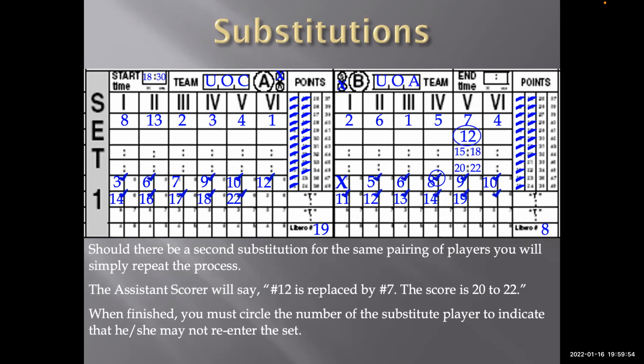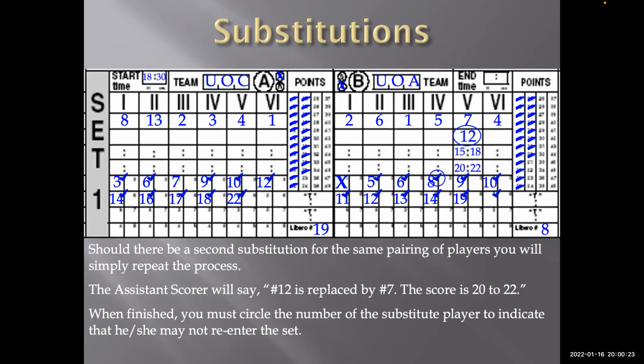After the second sub goes back in, in this case, 7 goes back in for 12. The score at the time was 20-22. You will circle the 12. That's because of that limited rule. That 12 is no longer able to enter the game again. By circling it, if you see 12 running up and it's got a circle around it, it's much easier to identify that that is not allowed and that you would indicate that that is not a legal substitution.